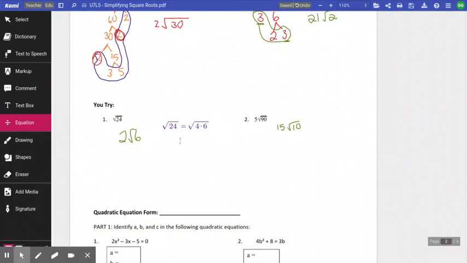So if I say it's the same thing as 4 times 6, then I could go ahead and say, well, that's the same thing as the square root of 4 times the square root of 6. And then from that, I could say, well, the square root of 4 is 2. Square root of 6, nope, can't do it. So it stays square root of 6. And then look, same answer.